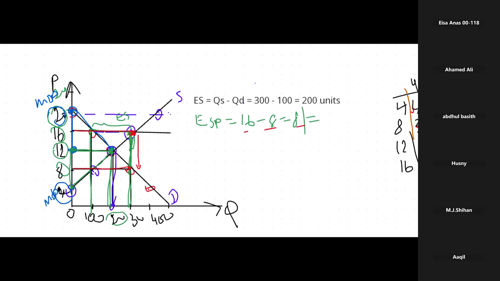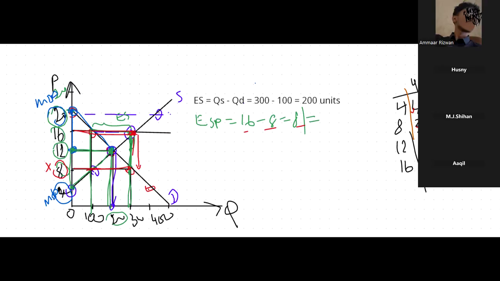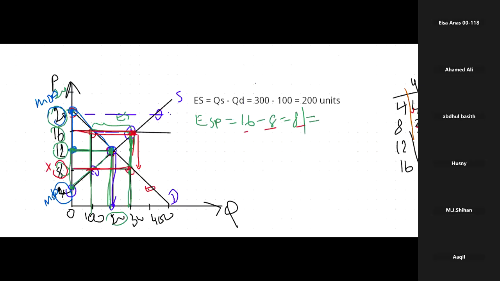Some people misunderstand and write this 8 as the excess supply price. Actually, that 8 is not the excess supply price. Excess supply price is 16 minus 8. This difference is the excess supply price. Now understood? Right. Are you clear with excess supply?